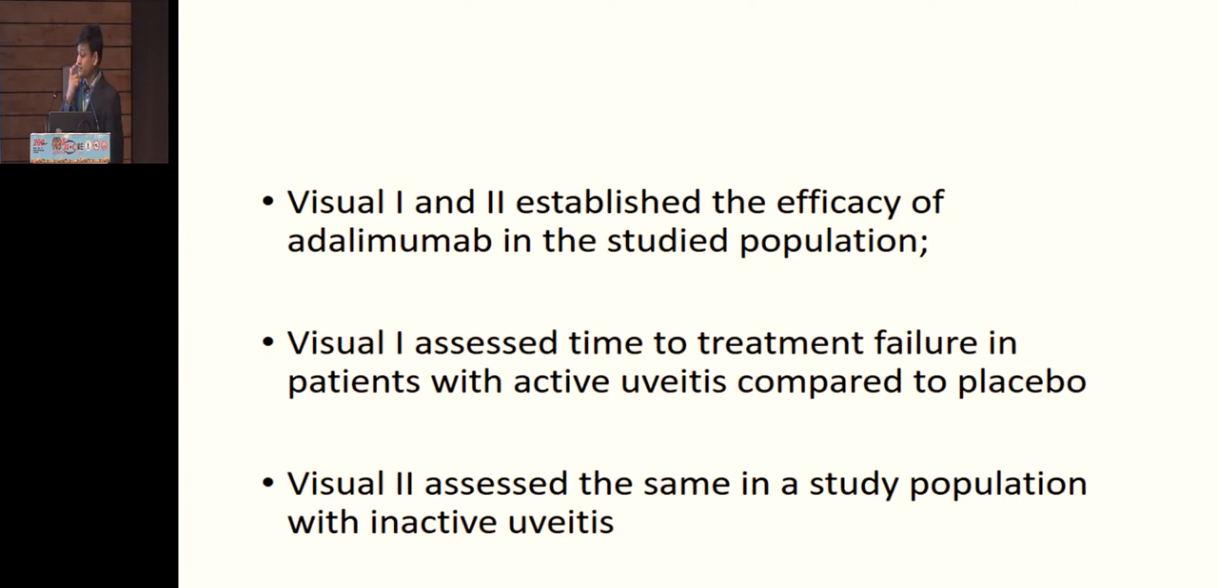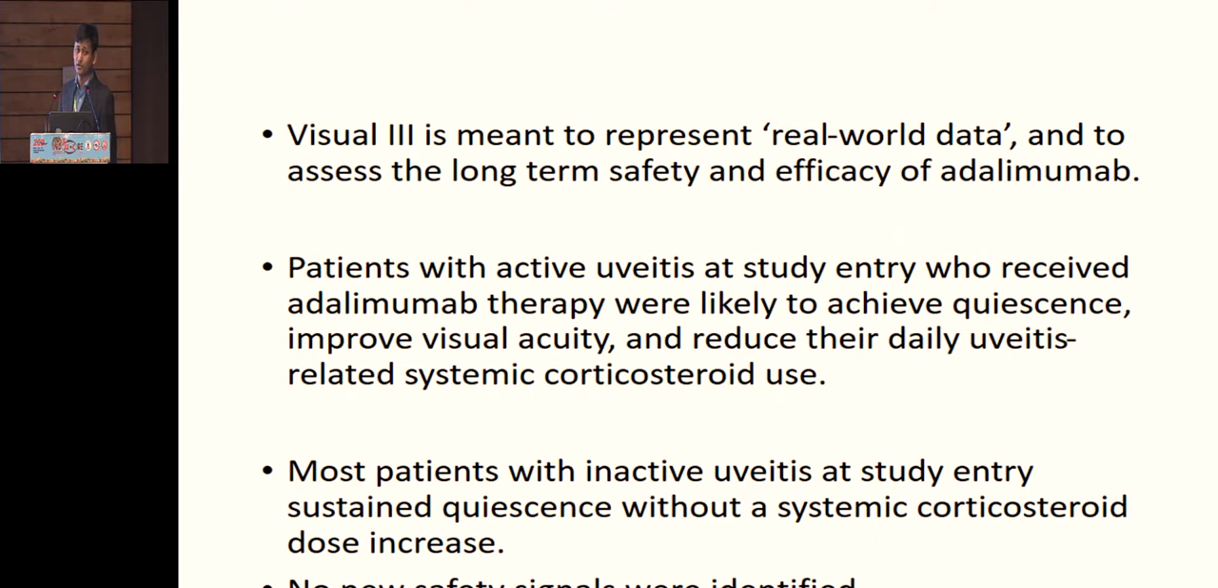And Visual 3, as I said, is meant to represent real-world data. So they had better outcomes in the patients with active uveitis. 66% of those maintained their vision. The reason for this could be that, as compared to Visual 1 and 2, in Visual 3 the investigators were allowed to add steroids as needed for acute exacerbations.